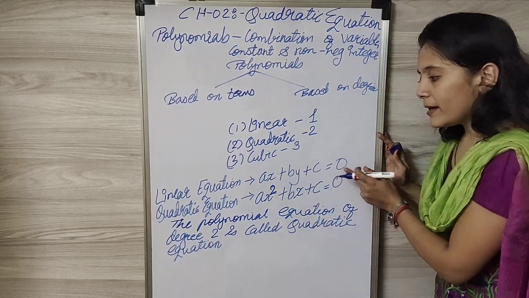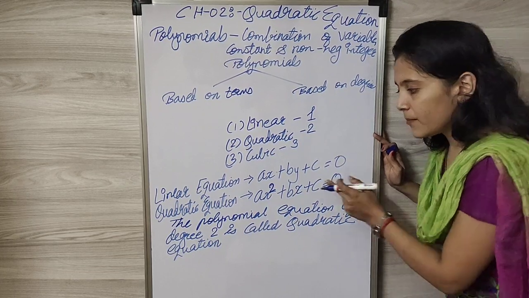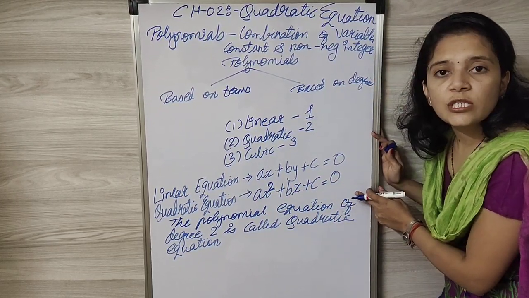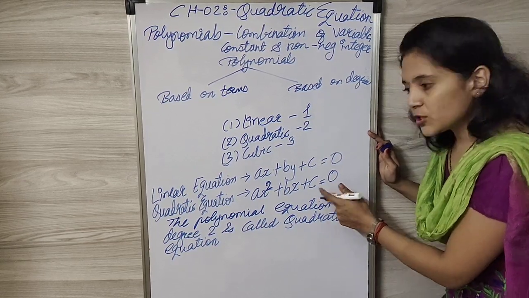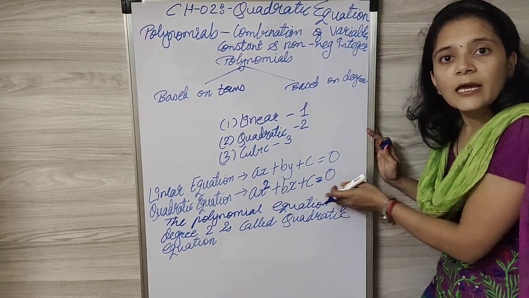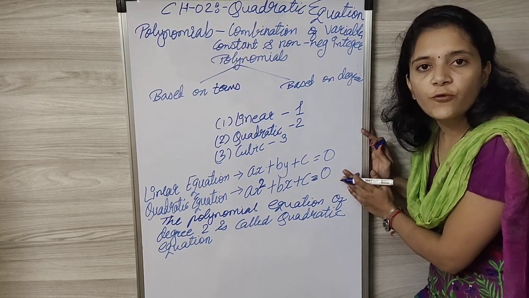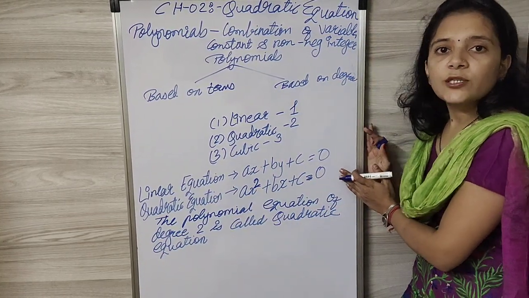The degree 1 is called linear polynomial, degree 2 is called quadratic polynomial. So ax square plus bx plus c is equal to 0. ये क्या हो गया, quadratic equation हो गया. Because why is it called equation? Because equals to sign है, expression को हमने equals to 0 दिया है, ये क्या हो गया, equation form हो गया. Quadratic polynomial से quadratic equation में चेंज हो गया.